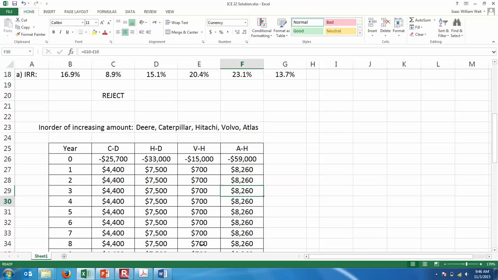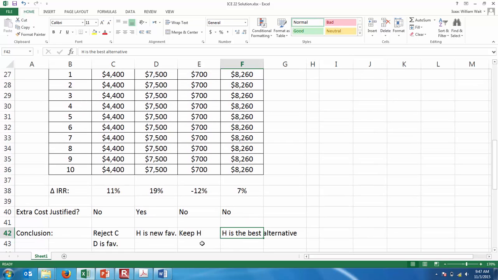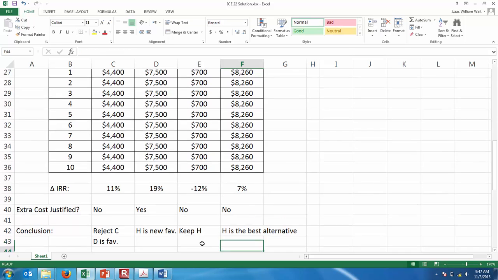So our last comparison is Atlas versus Hitachi. There's an extra amount of extra revenue. At least this time the incremental internal rate of return isn't negative. At least this time it's positive. But still, 7% isn't enough because our minimum is 12%, and so the extra cost, no, is not justified. Our conclusion, Hitachi is the best alternative.